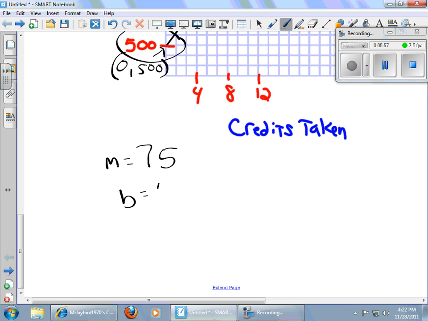Remember, when I write my equation, I need to put in values for m and b, but I will leave the variables y and x in. So this equation would be y equals 75x plus 500. And knowing this equation, Schmeel could figure out how much he'll have to spend based on the number of credit hours he takes. If he takes 10 credit hours, 75 times 10 plus the 500, that'll give him his price.